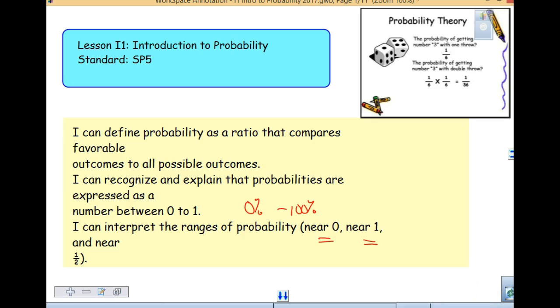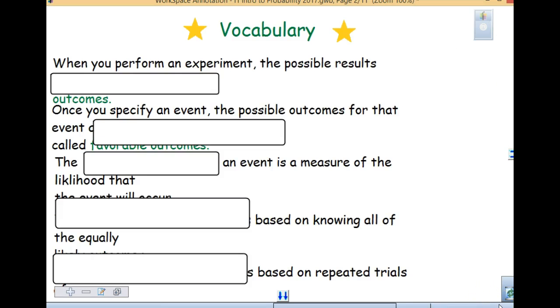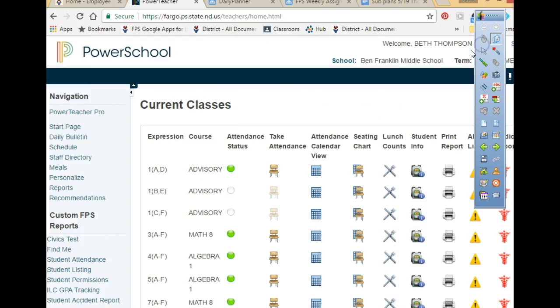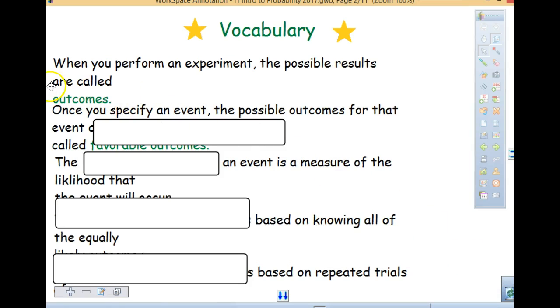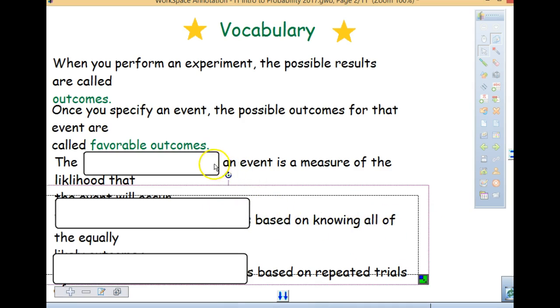All right. So as you are looking at this, and we fill in that next part down, it says when you perform an experiment, the possible results that we are looking at, those possible results are actually called our outcomes. So when we talk about outcomes, it says once you specify an event, the possible outcomes for that event are called our favorable outcomes. And the probability is what we are looking at for that next one.